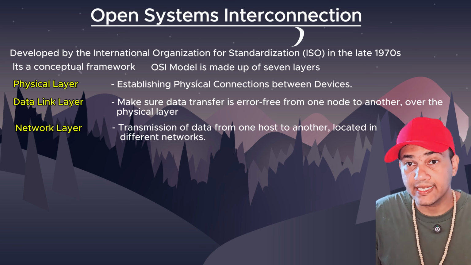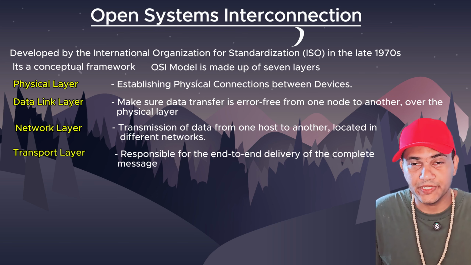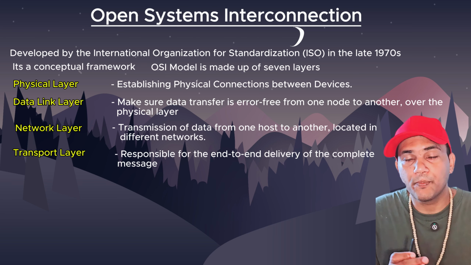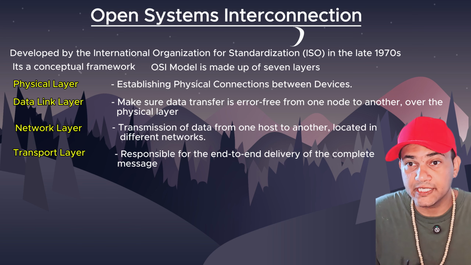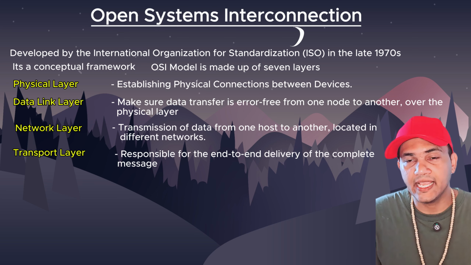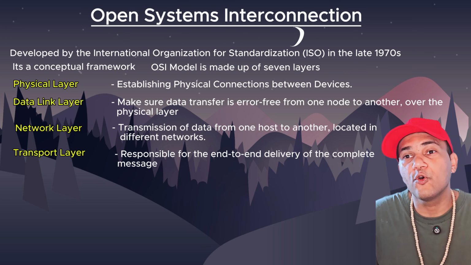Layer 4, that is the transport layer. This layer is all about ensuring reliable data transmission. It breaks down the data into smaller segments and uses protocols like TCP and UDP. TCP stands for Transmission Control Protocol, which is known for its reliability. At the same time, UDP, the User Datagram Protocol, is known for its speed.